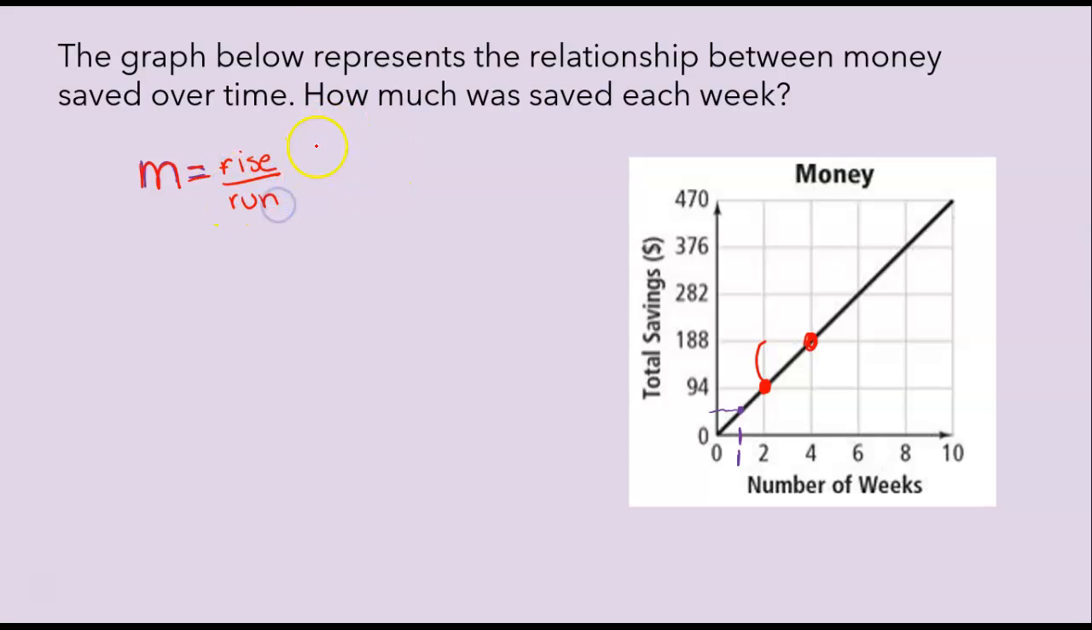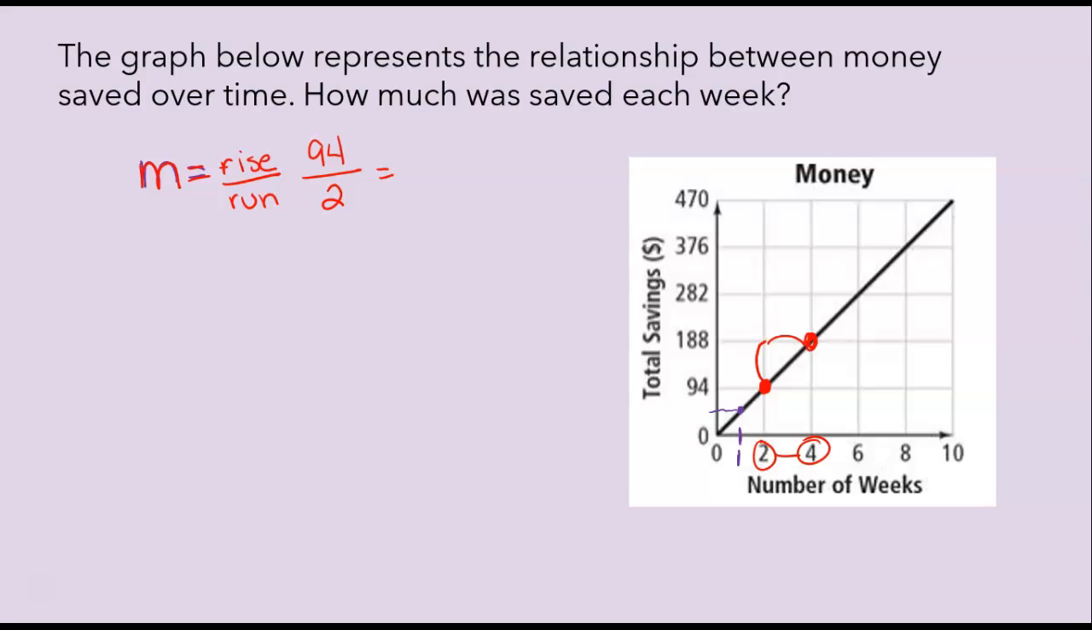So if we're doing rise over run, our rise was 94 over, how many did I have to go over? 2. Notice we were going from 2 to 4. So that has a value of 2. And that simplifies to what? 47. Let me show you how to simplify that in your calculator in case you don't know.